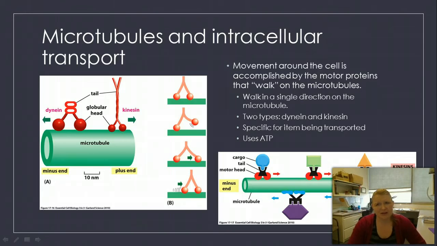And another big thing is that they also attach to organelles and can help these organelles stay in the right place within the cell. So it's really important to understand that too, it's not just small molecules. These guys and the intracellular transport can play a big role in organelle stability.